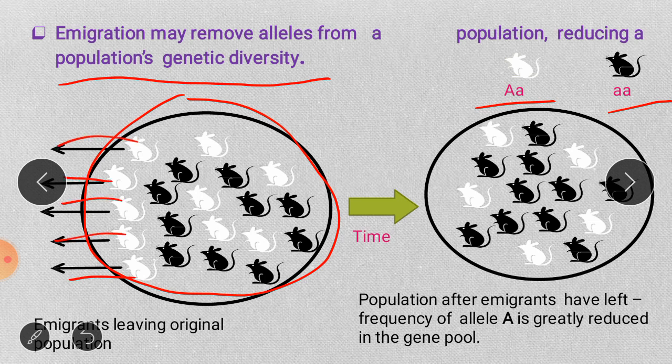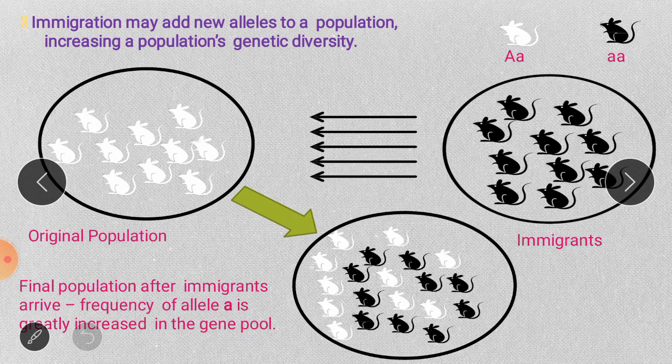As a result, with passage of time, there is a change in allelic frequency. So the frequency of this capital A allele is going to be reduced in the gene pool due to the leaving of this original population.